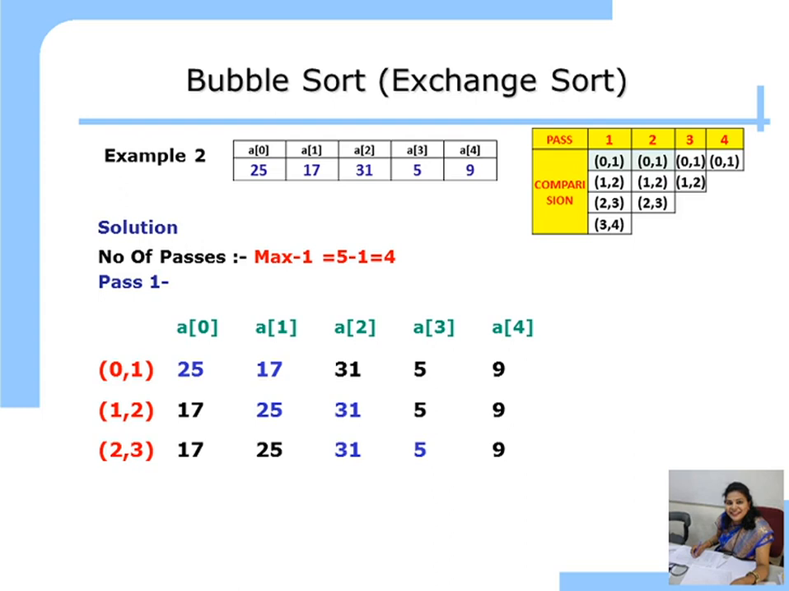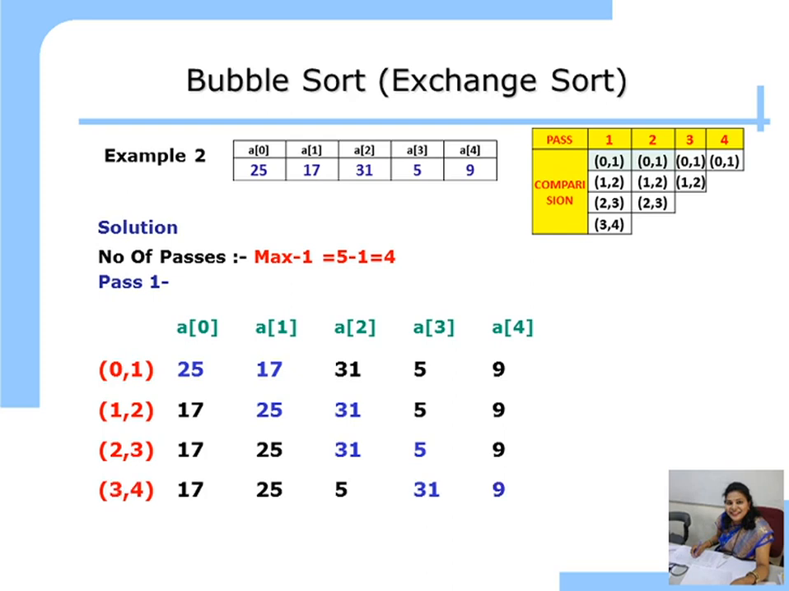Now we will do the next comparison. It is between the second and third position. What is present at the second position? 31. What is present at the third position? 5. Is 31 greater than 5? Yes. So we are going to perform the swapping. So what will be the output? 17, 25, 5, 31 and 9.